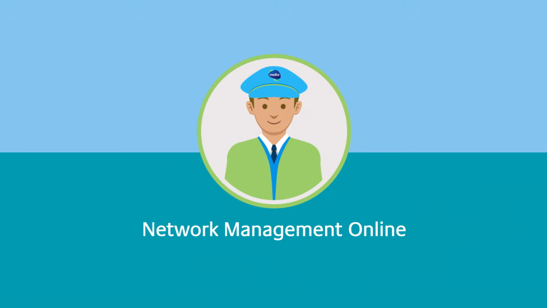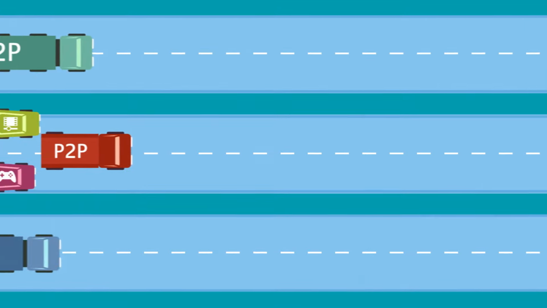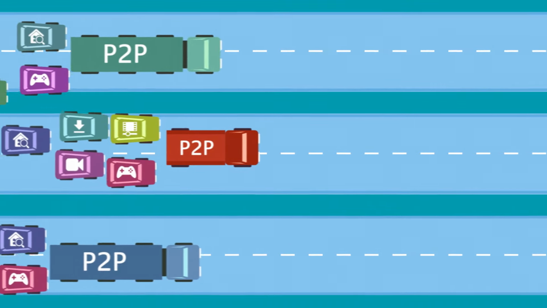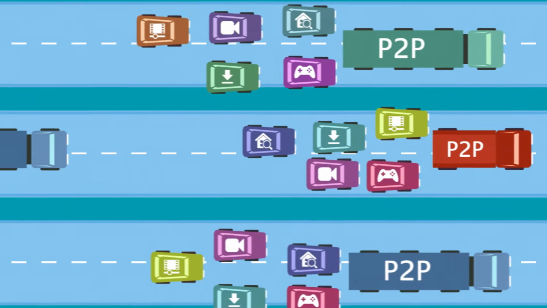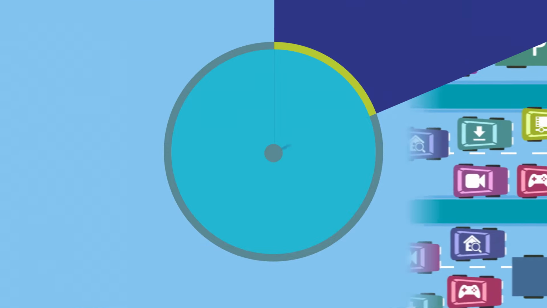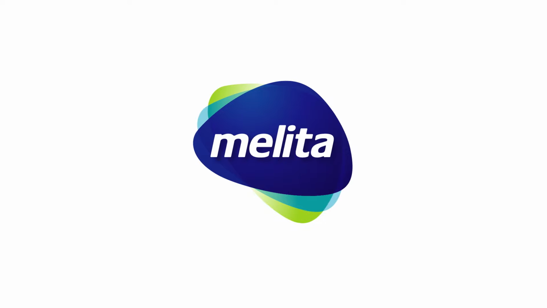Network management online. Think of the internet as a series of motorways. With so many users trying to do so many things, browsing, streaming, downloading, gaming, and video calling all at the same time, and mainly between 7 p.m. and midnight. So how do we at Melita handle this?